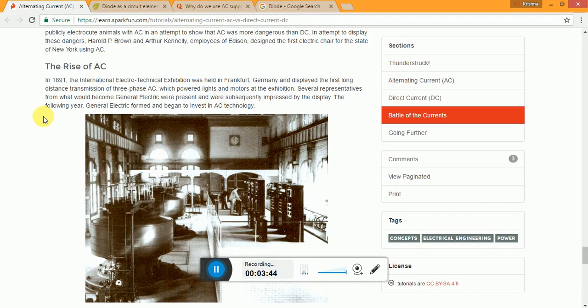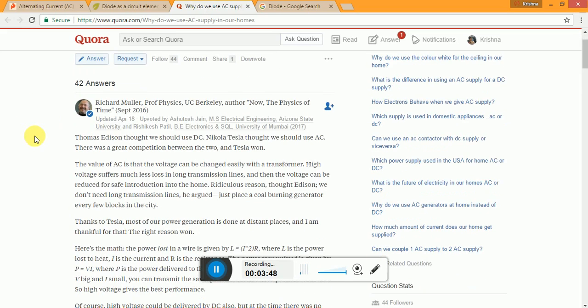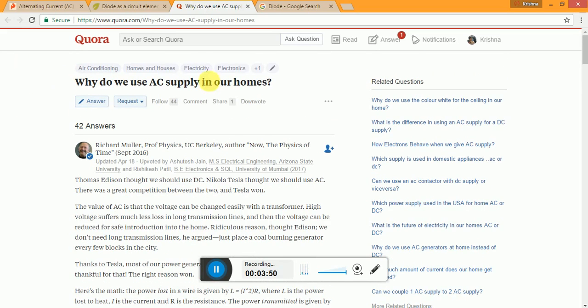So why AC over DC? I found this really nice Quora thread that answers this exact question: why do we use AC supply in our homes?